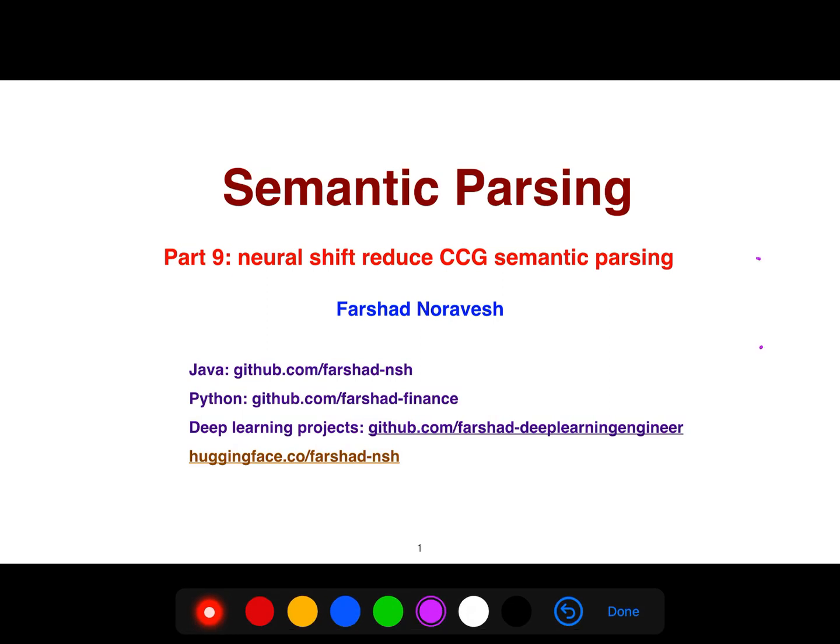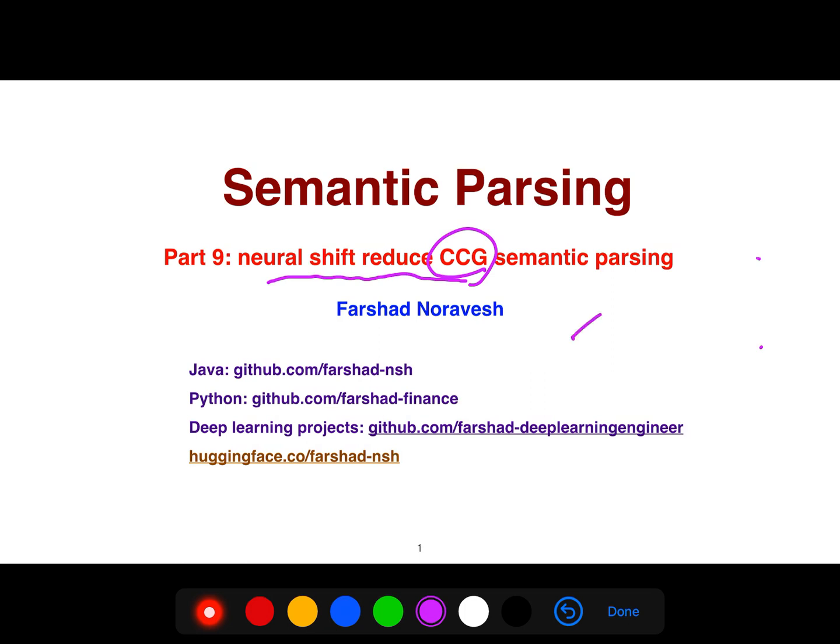Alright, so now I will be explaining another article which is called Neural Shift Reduce CCG Semantic Parsing. CCG stands for Combinatory Categorial Grammar. So we use the shift reduce.